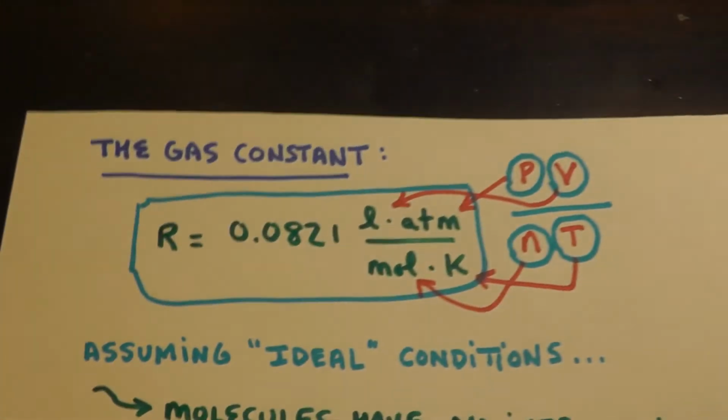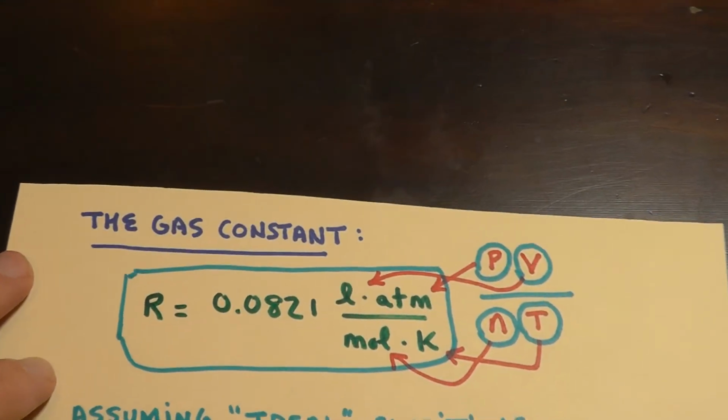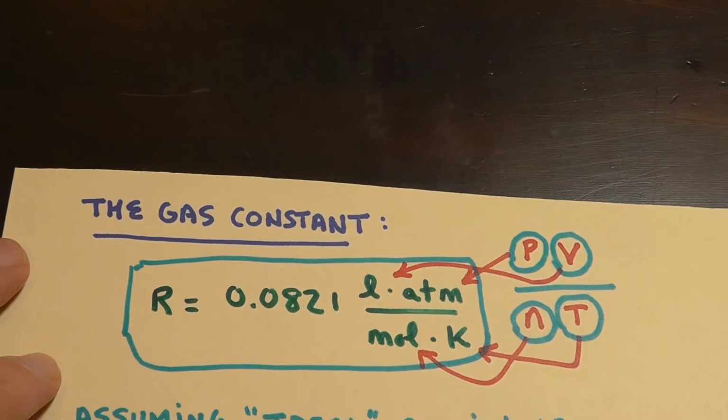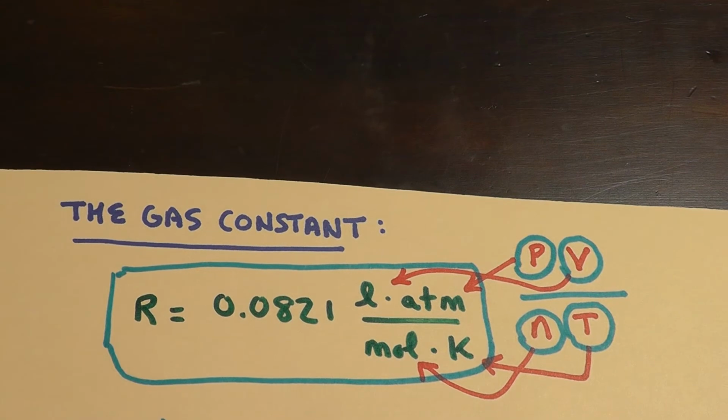All right, so first of all, let's focus on this. This is called the gas constant. If you take the 4 variables, pressure, volume, moles, temperature, if you divide PV, pressure times volume, by number of moles and temperature, you get about the same number. We call this the gas constant.